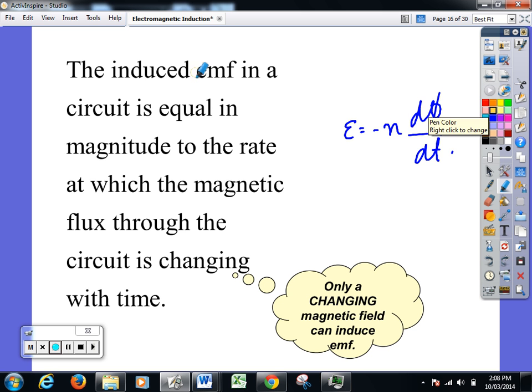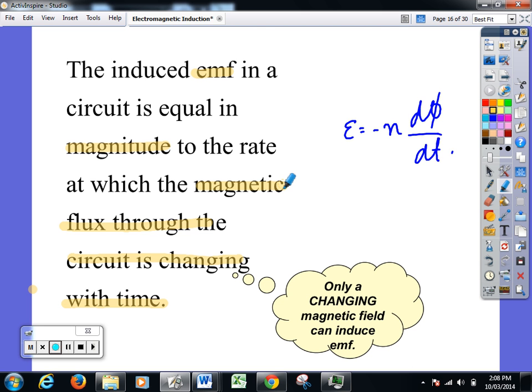EMF is voltage if a circuit is provided, and is equal to the magnitude, the size, at which the magnetic flux through the circuit changes with time. Now we know what this means. Magnetic flux through the circuit, circuit meaning a coil, if I can change that, then I get electricity inside my coil.